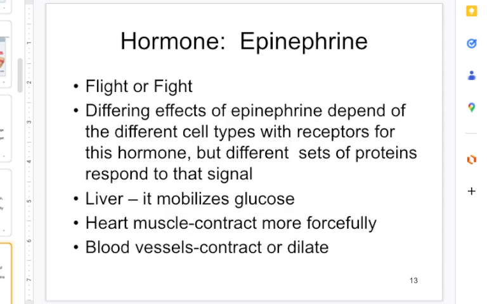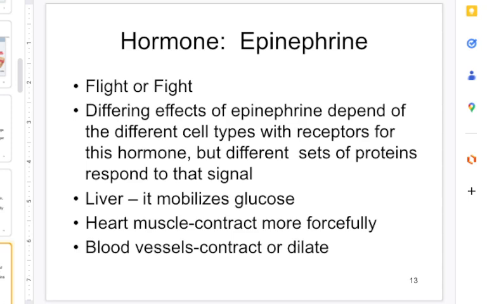And here is again that chemical signal that we just talked about, epinephrine. It's a hormone which would have the endocrine type of communication across the body. Epinephrine is considered the fight or flight hormone, and it has differing effects depending on the target cell. But different sets of proteins respond to that signal depending on the target cell.